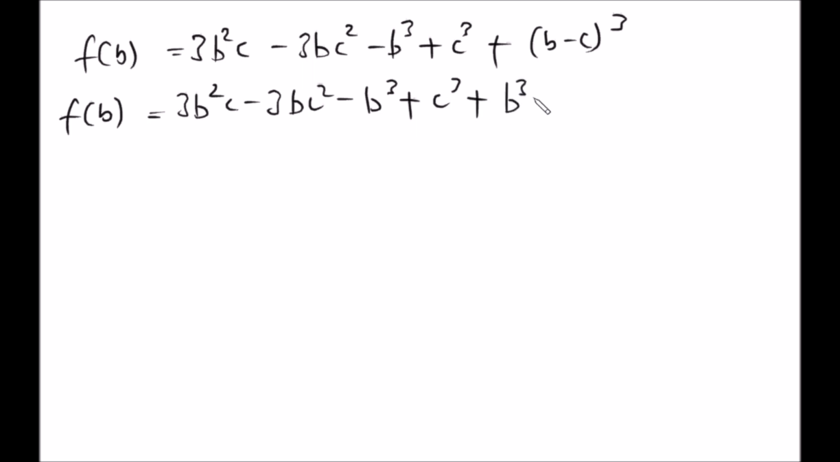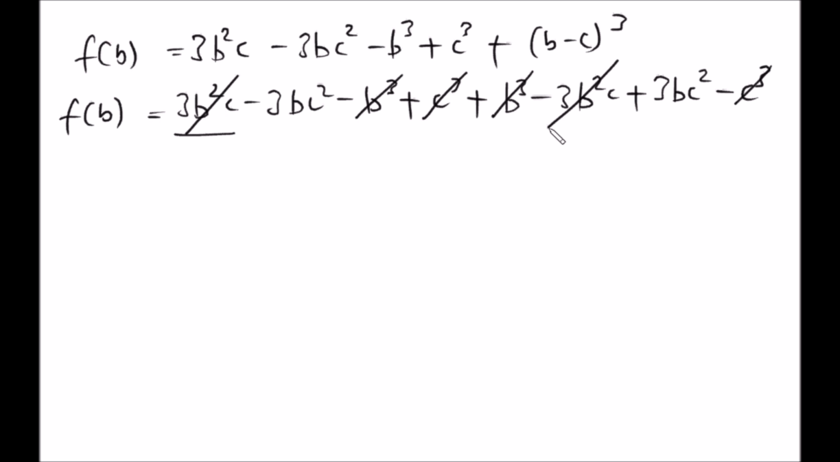cube minus 3b squared c, nikiexpand hii sasa, plus 3bc squared minus c cube. So hii ni positive c cube, hii ni negative c cube. Hii ni positive b cube, hii ni negative b cube. Hii ni positive 3b squared c, hii ni negative 3b squared c. Hii ni positive 3bc squared, hii ni negative 3bc squared.